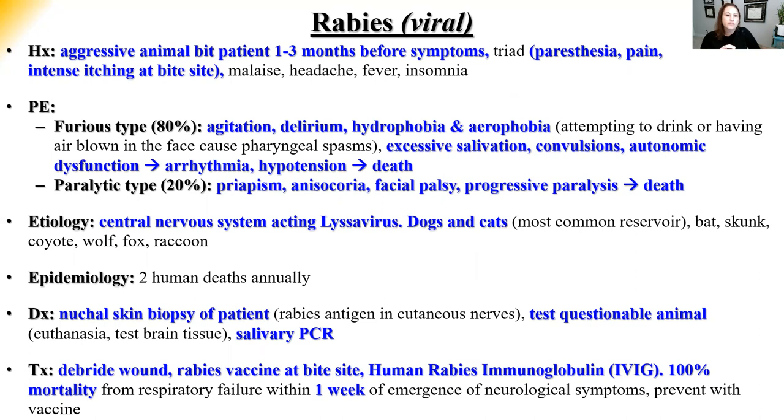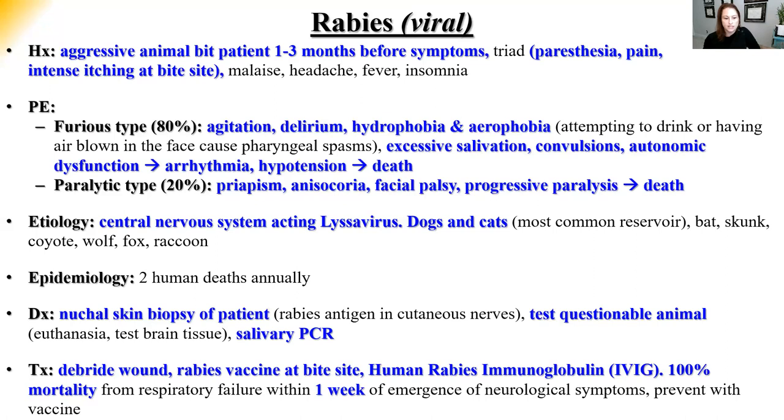The diagnosis for this, if you can get that animal, you can euthanize the animal and take a test directly from the brain tissue. You take a sample and analyze it for that. If you don't have access to that animal, you can do a nuchal skin biopsy because the rabies antigen is in the cutaneous nerves of the neck. You can also do a salivary PCR genetic test for that.